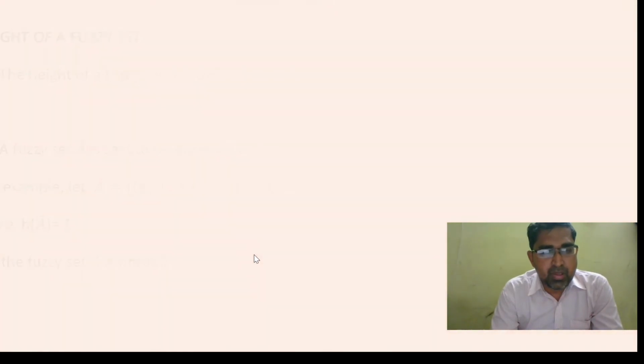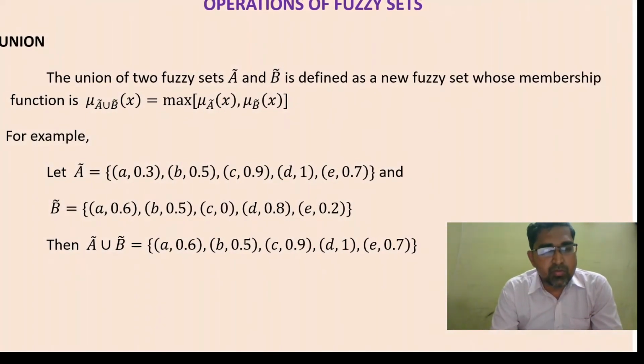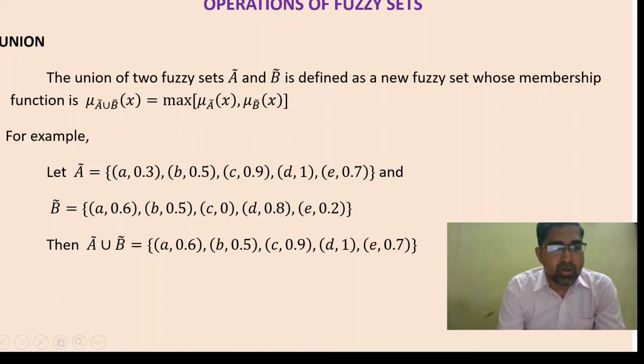Next, let us see basic operations. First, union of two fuzzy sets. It is a new fuzzy set whose membership value mu A union B of x equals maximum of mu A of x, mu B of x. For example, we have taken two fuzzy sets A and B. How to find A union B?